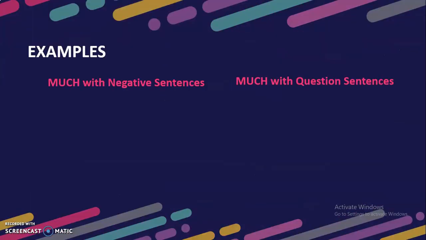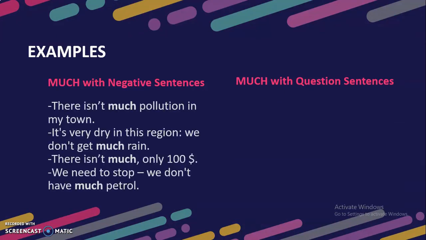Let's see first how you can use much with negative sentences. Let me give you some examples. There isn't much pollution in my town. It's very dry in this region. We don't get much rain. There isn't much, only $100. We need to stop. We don't have much petrol.